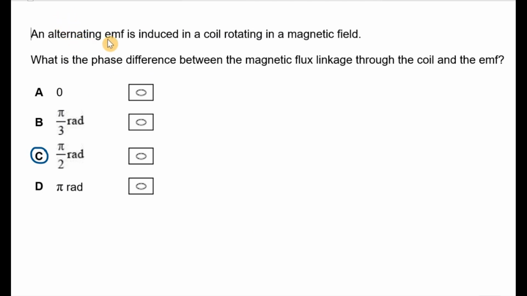So we have an alternating EMF is induced in a coil rotating in a magnetic field. What is the phase difference between the magnetic flux linkage through the coil and the EMF?